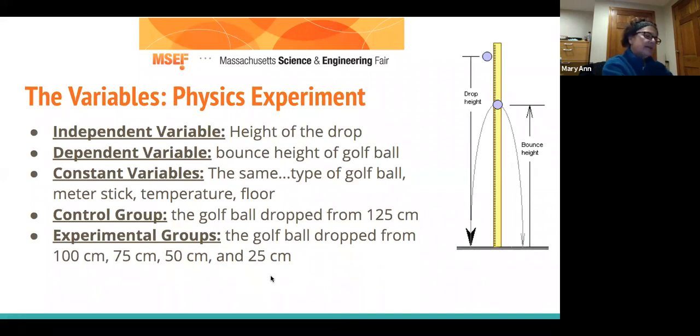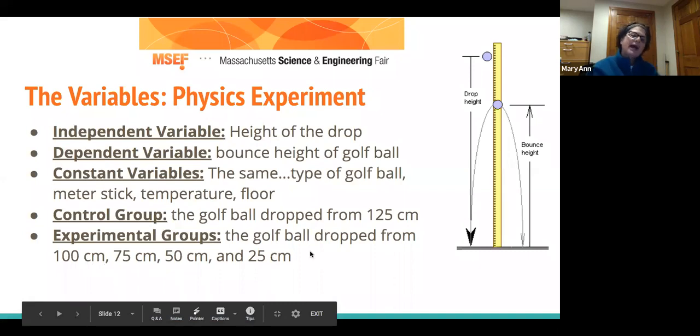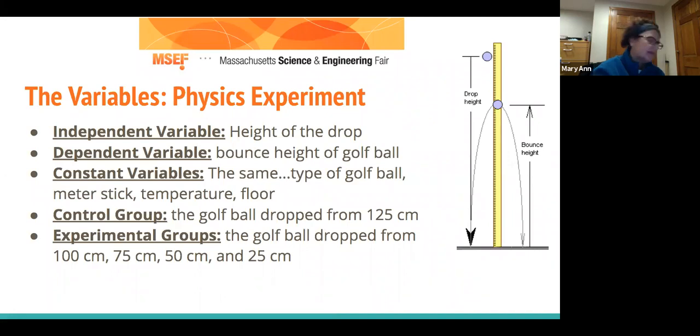So if we were going to state a hypothesis for this one, it would be if the drop height decreased, we'll go in the order that I have here, then the bounce height, what would we predict for the bounce height? So if we're decreasing the drop height, what should happen to the bounce height? Will that also be expected to decrease as we go this way? Or would it be expected to increase as we go lower and lower? Would decrease. That's right. Thank you.